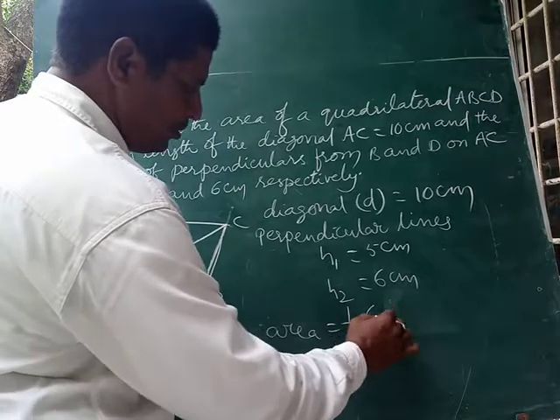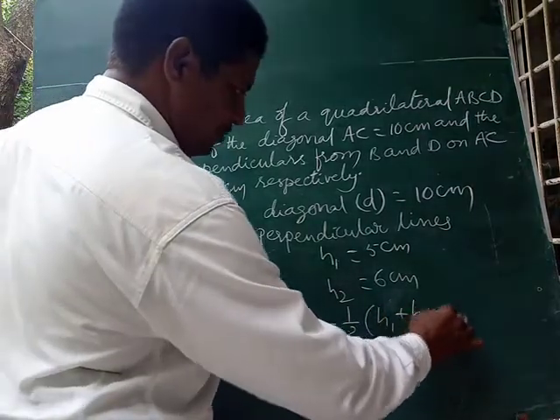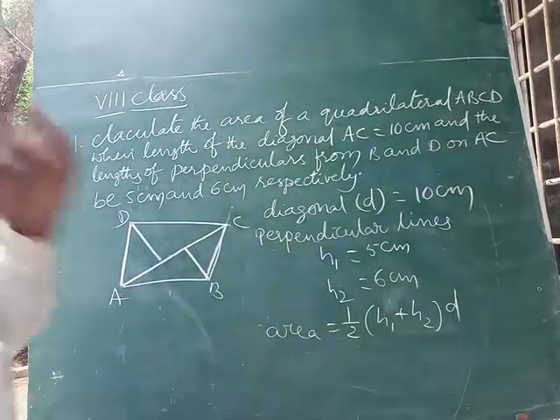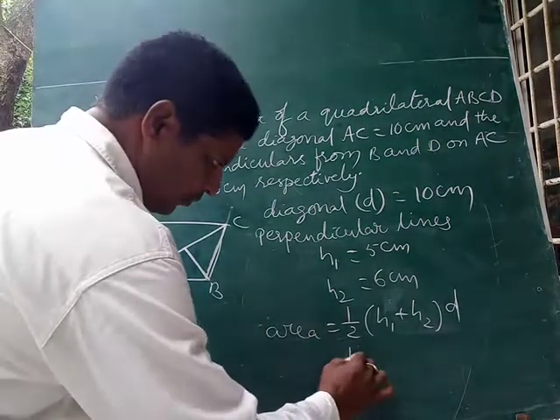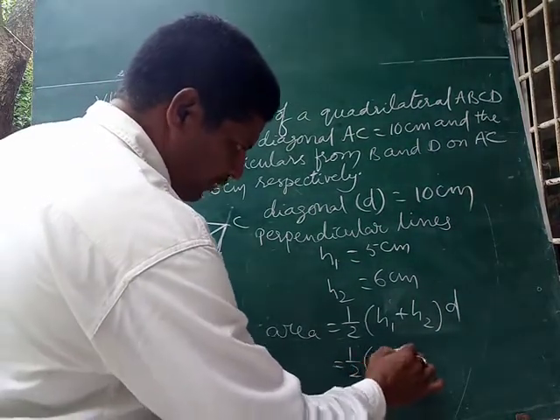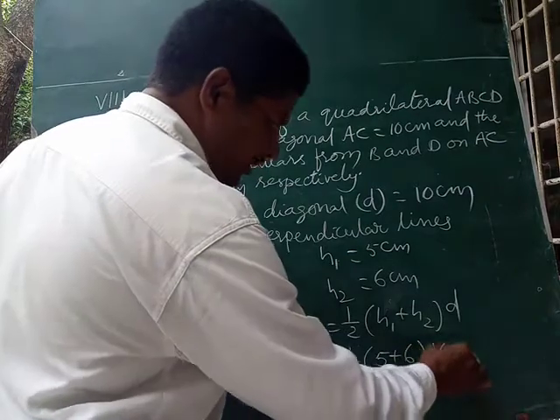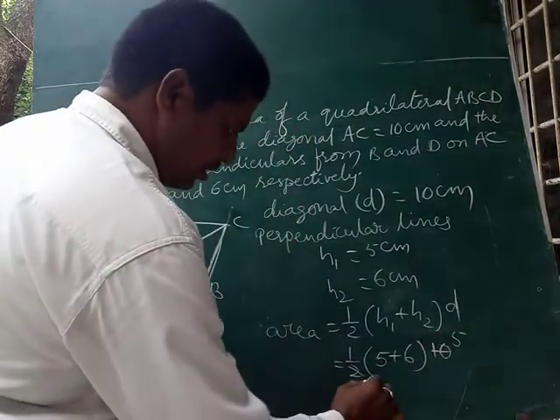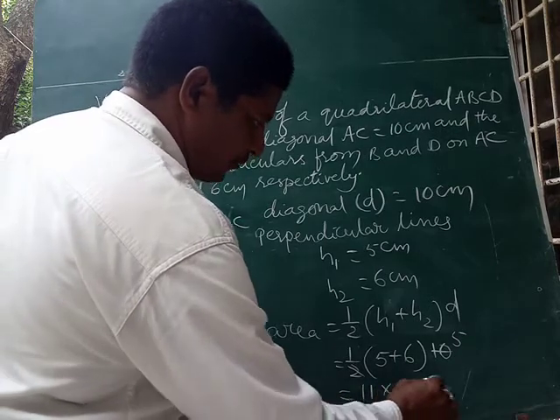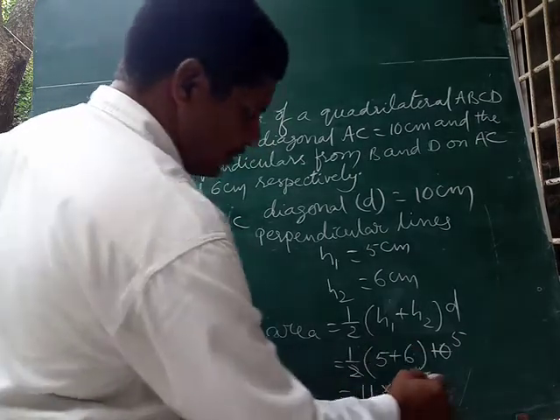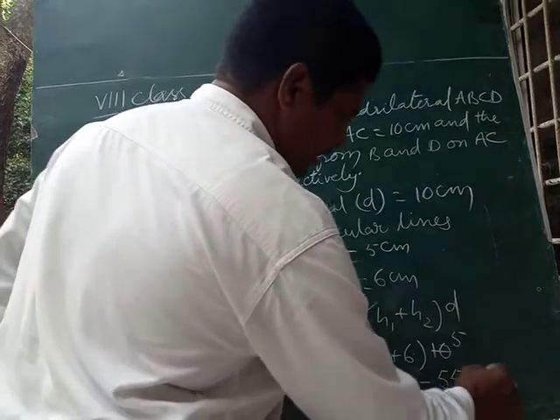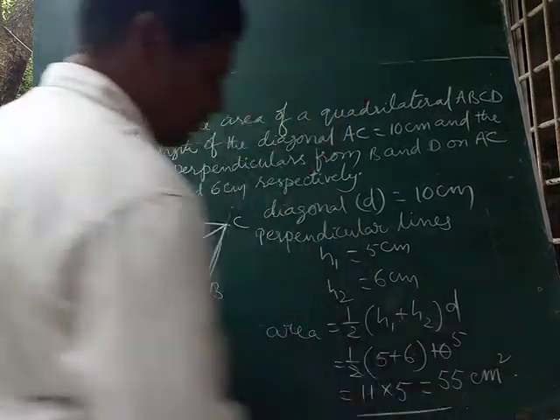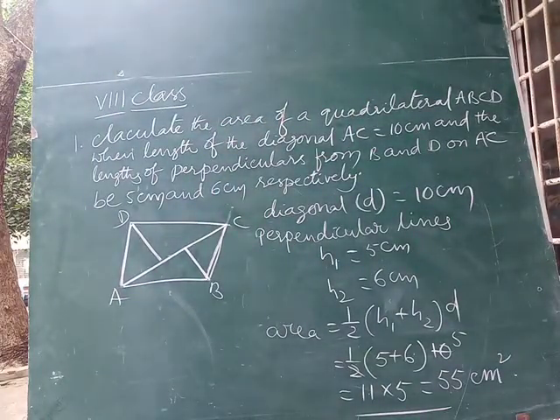Now, area equals half into (H1 plus H2) into AC, which is 1 by 2 of (5 plus 6) into 10. These two cancel, leaving 5 times. Now 5 plus 6 is 11, so 11 into 5 is 55 square centimeters. That is the answer.